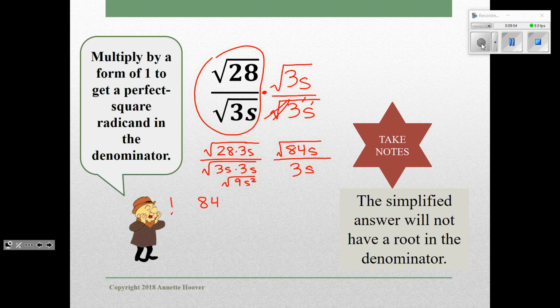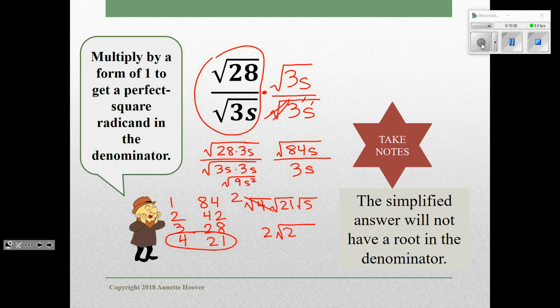We have 1 and 84. We have 2 and 42. We have 3 and 28. We have 4 and 21. And right there, we'll notice that the 4 is a perfect square, so we could break it into this. So this is the simplifying part. Instead of 84, we're going to break it into the square root of 4 times the square root of 21. And then we have our s. We can take the square root of 4, which is 2. So on the top, we have 2 times the square root of 21s. And on the bottom, we have 3s. And that's our final answer.